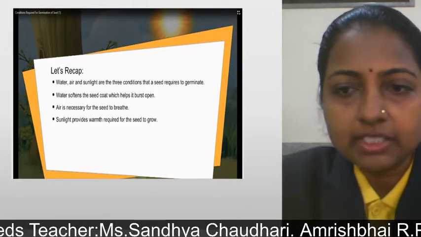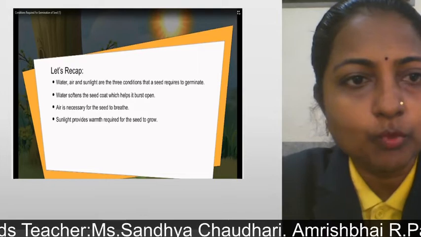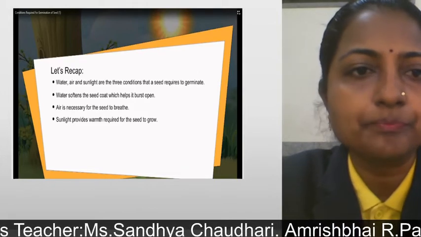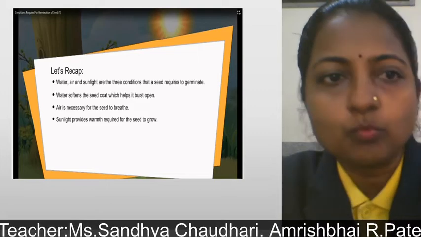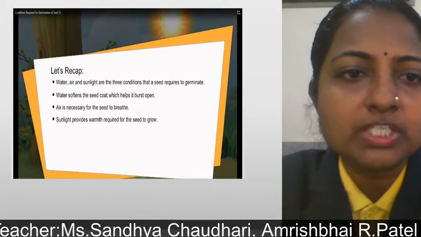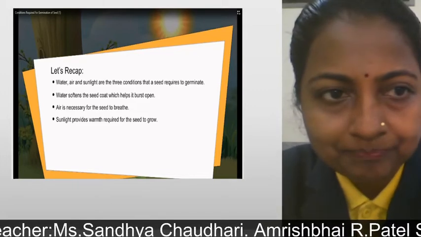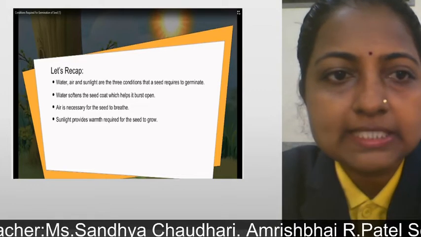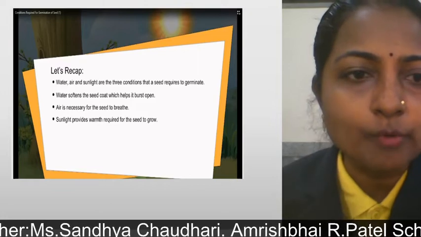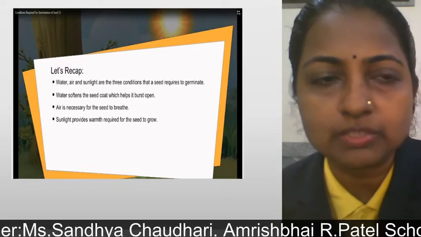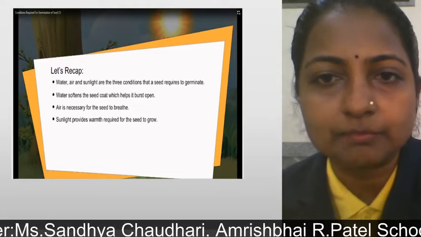So just have a recapitulation of the points. Water, air and sunlight are the three conditions that a seed requires to germinate. Water softens the seed coat, which helps it burst open. Air is necessary for the seed to breathe. Sunlight provides warmth required for the seed to grow. So these are the points required for seed germination.